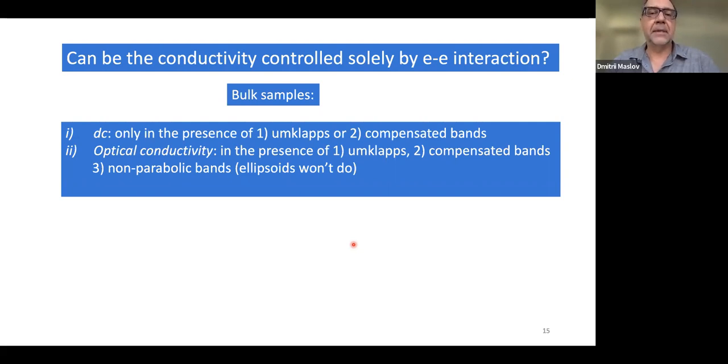And the answer in bulk samples is that, well, we need two cases. If we're talking about DC resistivity, this is possible only if we have either umklapps, which I'll tell you about later, or compensated bands. For the optical conductivity, the conditions are somewhat less restrictive. It will be controlled by the electron-electron interactions in the presence of umklapps, compensated bands, but also for non-parabolic bands. And by non-parabolic, I mean non-ellipsoidal. Ellipsoids wouldn't do because you can morph them back into spheres.